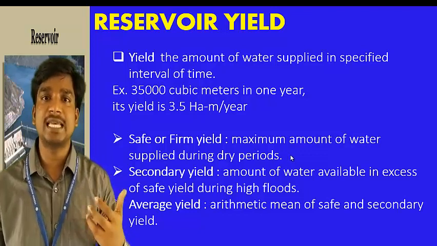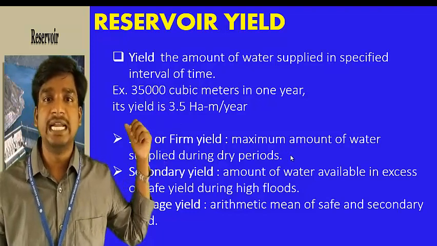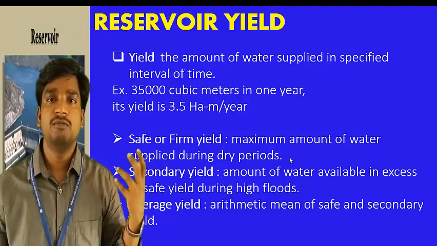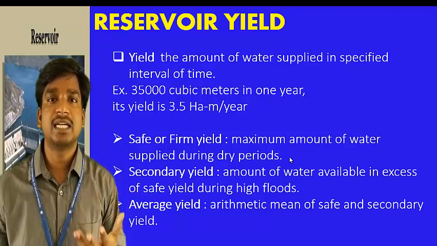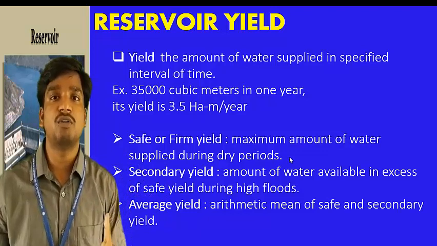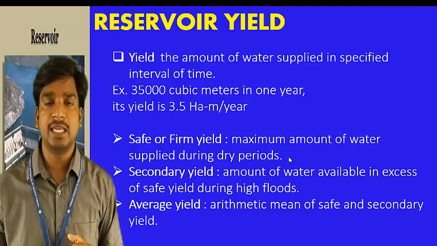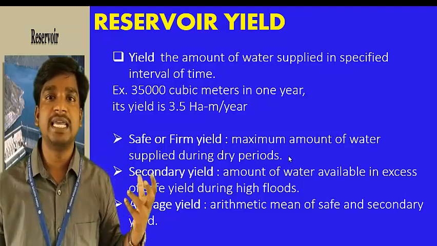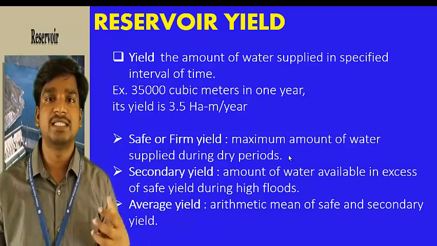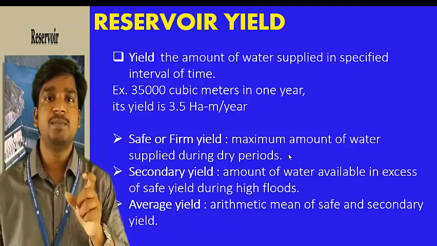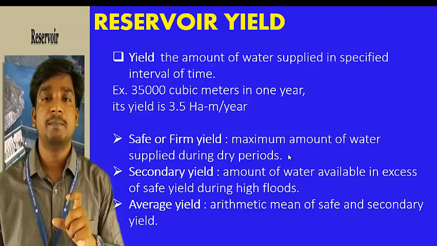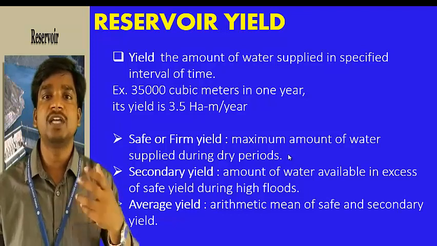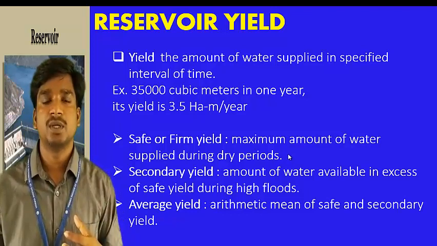Now let us take an example of this yield. Let us assume we have supplied 35,000 cubic meters of water in a particular year. Then what is the reservoir yield? It is 3.5 hectometers per year, which is the yield of this particular reservoir.